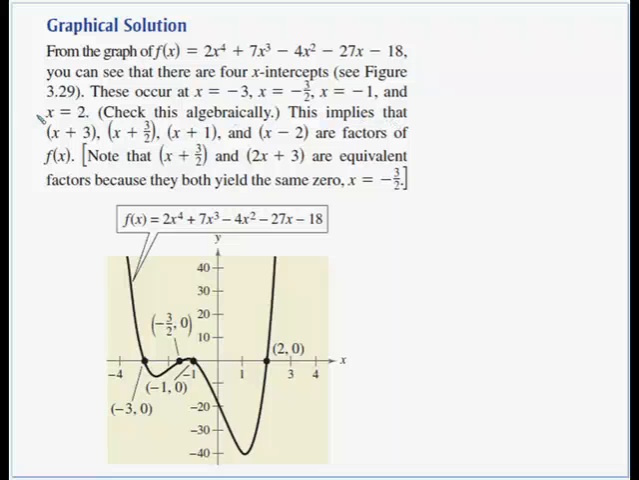So this implies that x plus 3 halves, x plus 1, and x minus 2 are the factors of f of x. Note that these two here are equivalent factors because they both give the same 0, x equals minus 3 halves.